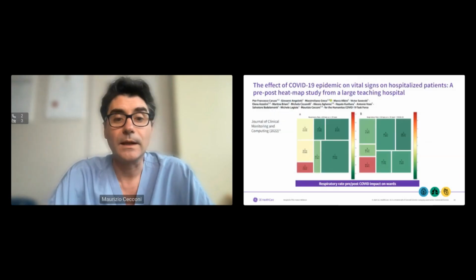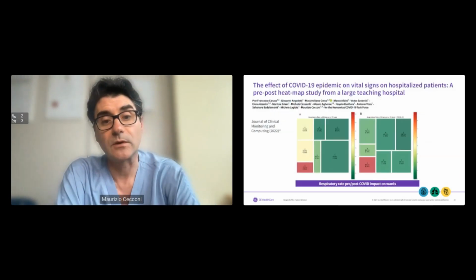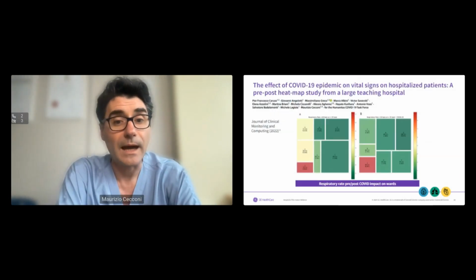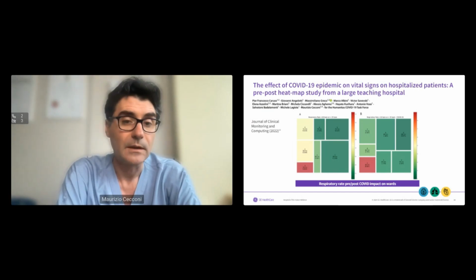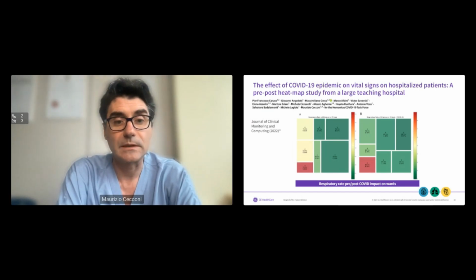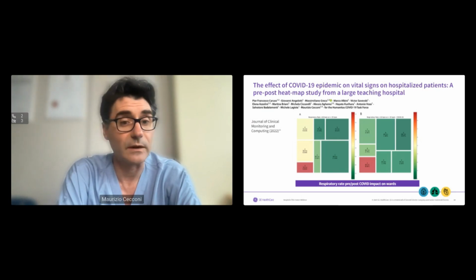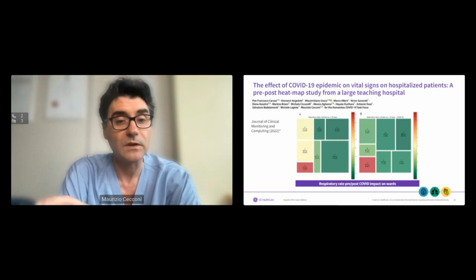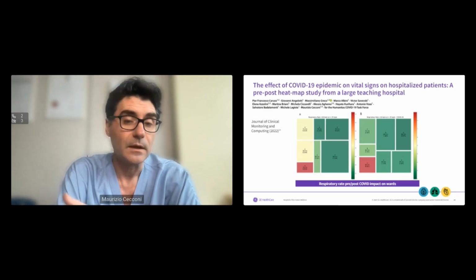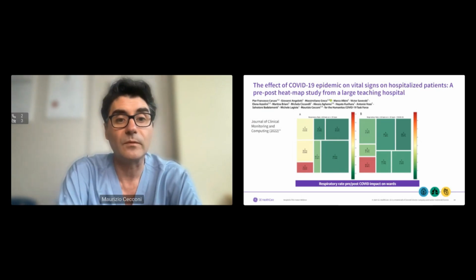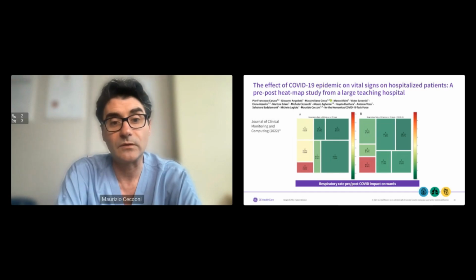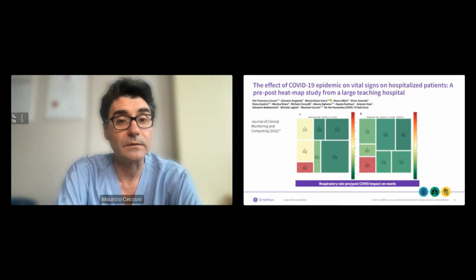When we looked at, for instance, during COVID-19, how our hospital wards were changing in terms of acuity, we did this study, which was basically the use of heat maps. And what are heat maps? Heat maps are systems that we developed so that we can plot different signals in different wards. And we wanted to see what happened, from before to after the beginning of the pandemic, to the proportion of patients with deranged vital signs.